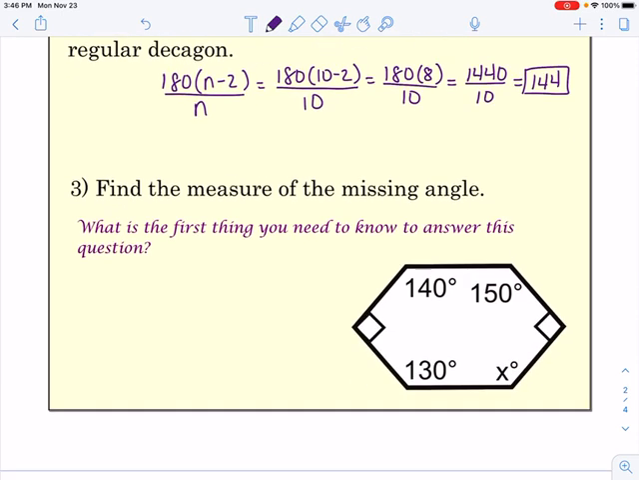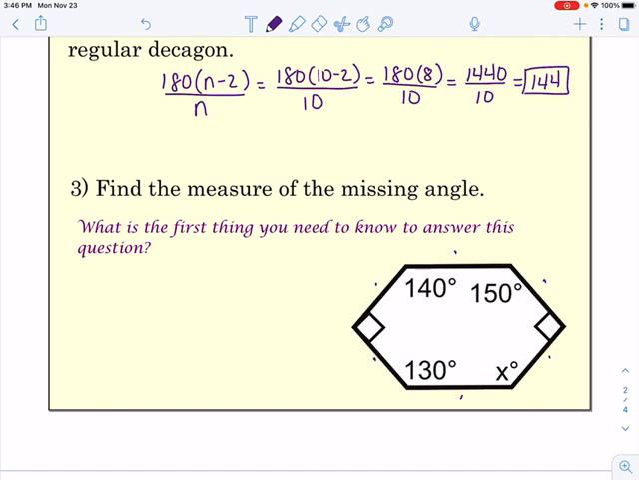Okay, for number 3, we want to find the measure of the missing angle. The first question we ask ourselves is, what is the first thing we need to know to answer this question? Everything we've been talking about, every problem so far, deals with the number of sides. So I'm going to count the number of sides: 1, 2, 3, 4, 5, 6. I have 6 sides.